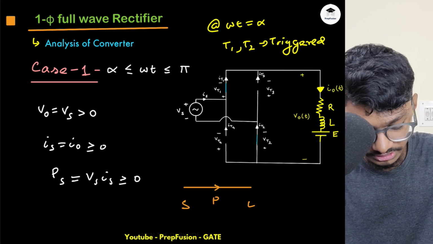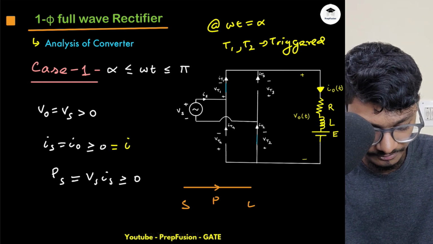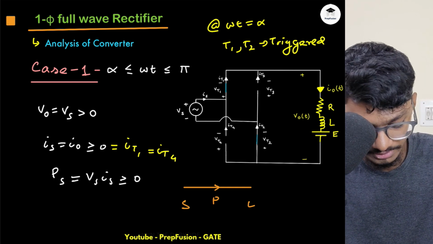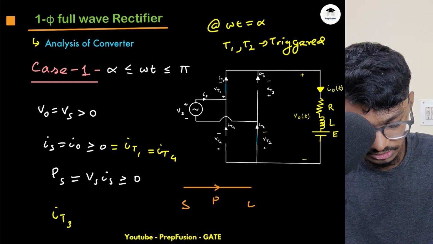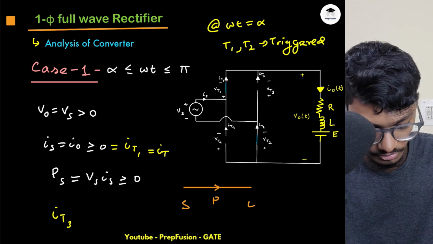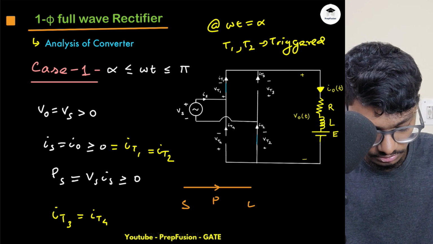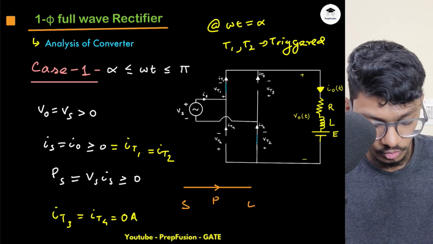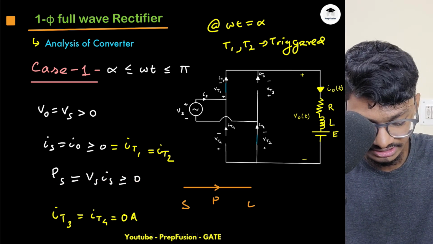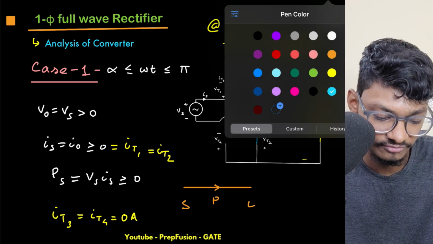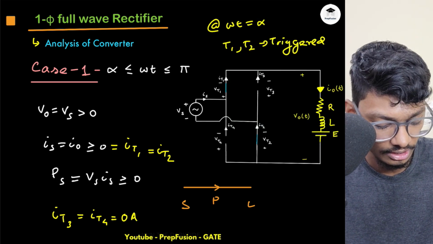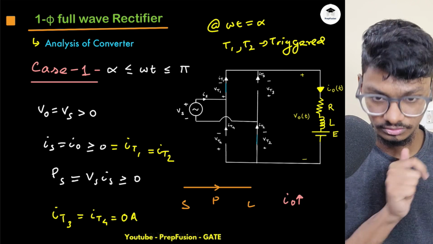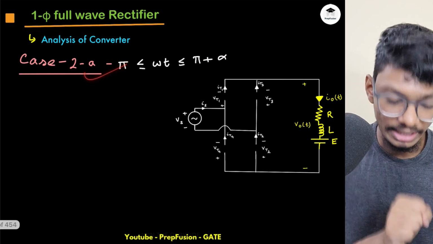And what are the other things? This current IO is equal to simply my IT1 and equal to my IT2, and IT3 equals IT4 equals 0 amperes. Okay, so these are all the cases that we need to know. So obviously as power is flowing, I can safely say that my current will increase, whether from 0 or some finite non-zero value. Current IO will increase as power is flowing from source to load, so the source is energizing the load.